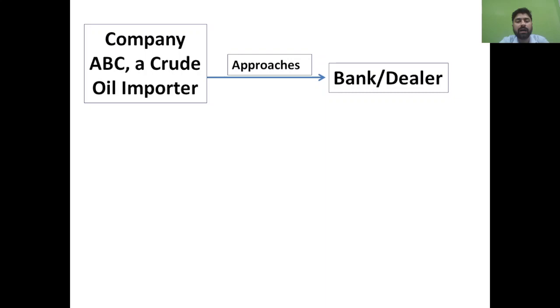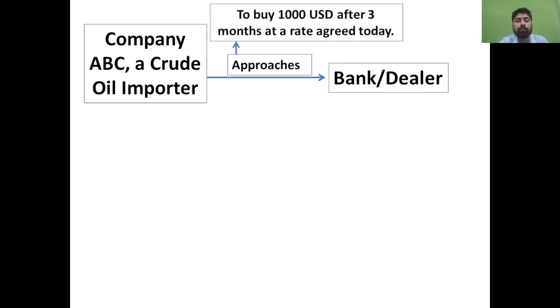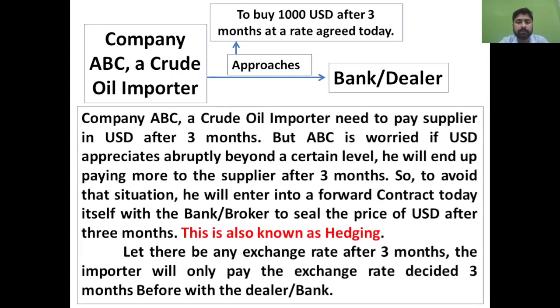So to mitigate that risk, this company ABC reaches out to the bank or the dealer, for what? To buy 1000 USD after 3 months at a rate agreed today. They go to the bank and say, okay, today we will come into a deal wherein I will be buying 1000 USD after 3 months at a specified price. The price will be decided today, and everything will be decided today, that what price I'll be giving to you in exchange for the dollars after 3 months. I hope you are now clear about what is happening over here. Why is this happening?